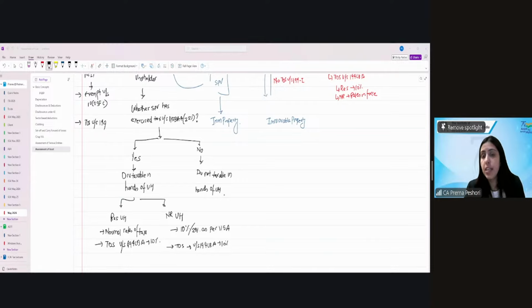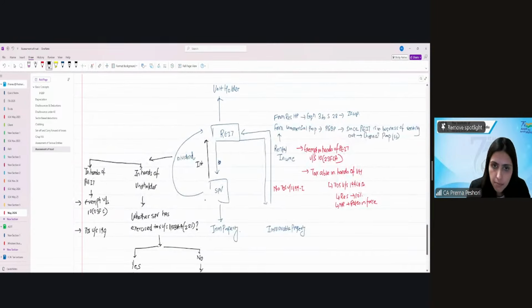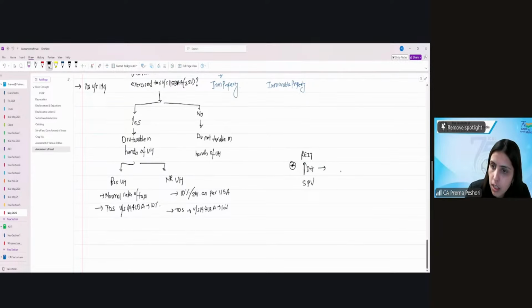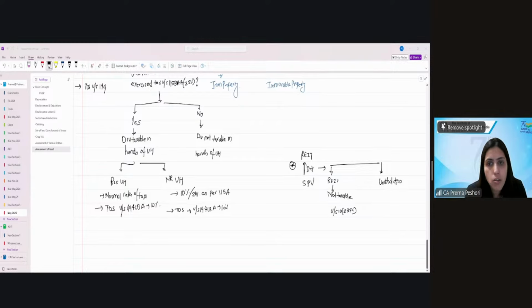Next is interest. If the SPV pays the interest to the REIT, I'm writing here below: SPV pays interest to the REIT. Now this is not taxable in the hands of the REIT under 10(23FC). So that means this will be taxable again in the hands of the unit holder. Just like all the other income, this should also be taxable in the hands of the unit holder.